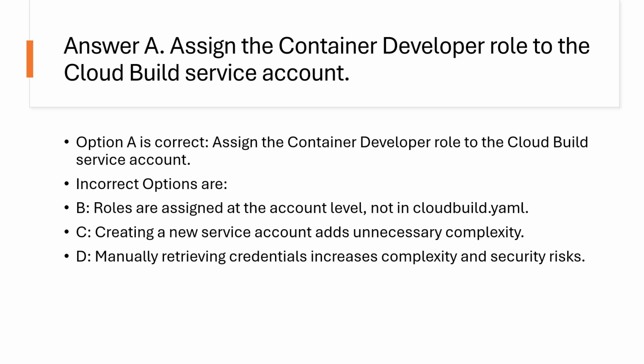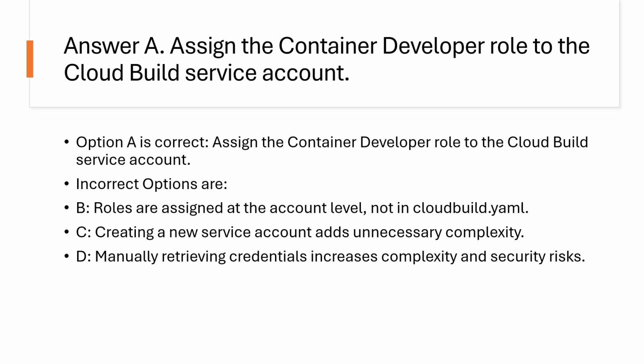Option A is the right choice. Assign the container developer role to the Cloud Build service account. This is correct because it's the simplest and most efficient way to grant the necessary permissions to the Cloud Build service account. The container developer role provides the required permissions to deploy to GKE using kubectl, enabling the pipeline to function correctly without unnecessary complexity.